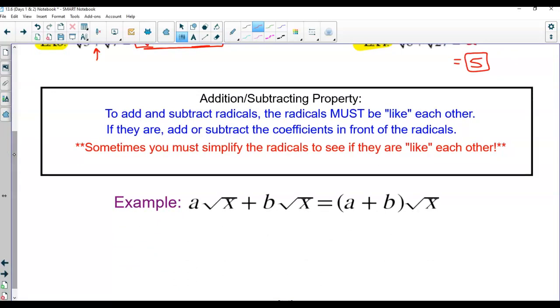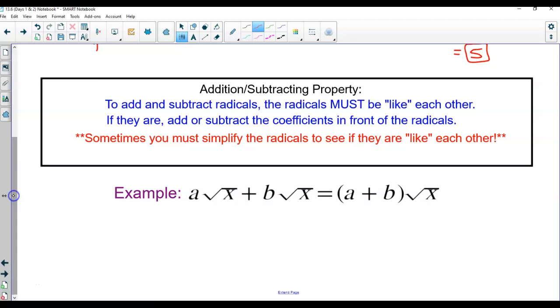Well, your property is, in order to add and subtract radicals, the radicals must be, quote unquote, like each other, like terms, all right? If they are like radicals, meaning the same number under the same radical, okay, all we do is add or subtract, whatever operation is between them, the coefficients in front of the radicals, okay? Now, there's this little thing down here in the red. Sometimes we have to simplify the radicals like we did a couple lessons ago to see if they are like radicals, to see if we can add them together. Well, here's an example. What are you talking about?